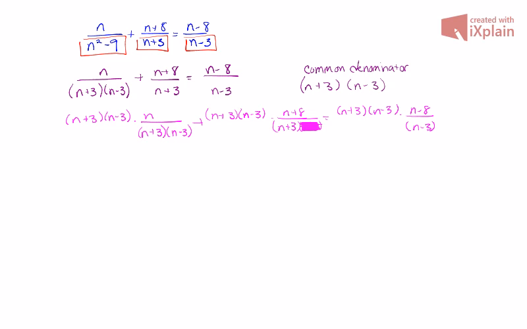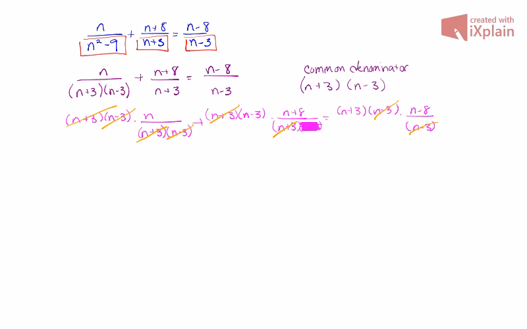Okay, so now because we're going to multiply each term by the common denominator, we are able to successfully clear out the denominators of each rational expression. Notice that I have an n plus 3 up here and an n plus 3 in the denominator. That will cancel, as will these n minus 3's. The n plus 3's on this term will cancel out, and the n minus 3's will cancel out here.